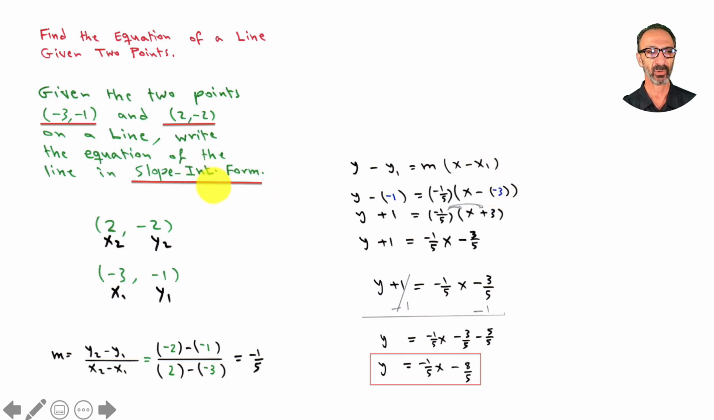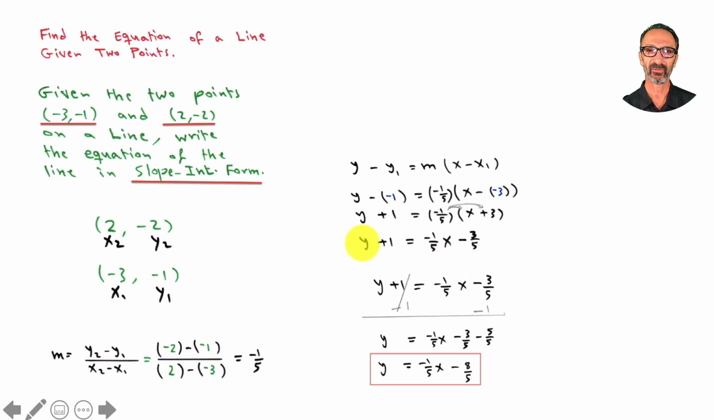We know the slope that we found, which is -1/5. I'm going to write it for the slope. So I have y minus -1, which changes to y plus 1. And I have the distributive property here to apply. Of course, this changes to plus. I have -1/5 x right there. I have -1/5 times 3, which is -3/5.